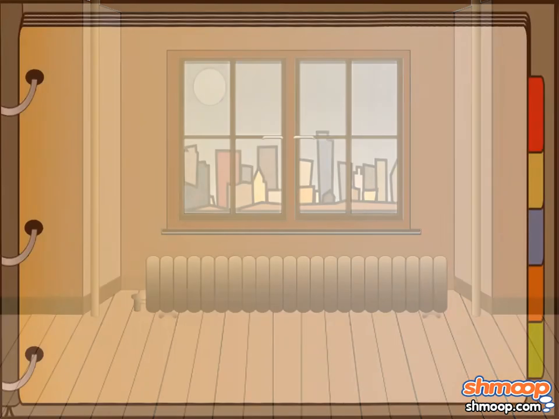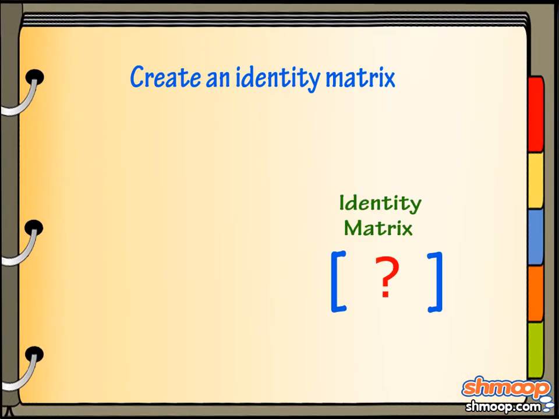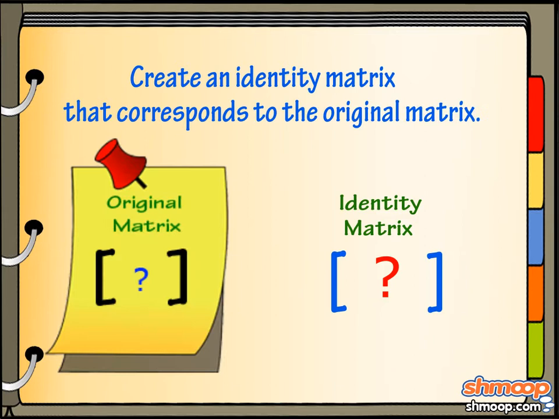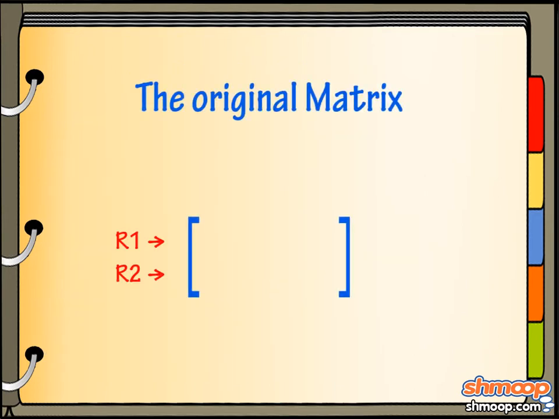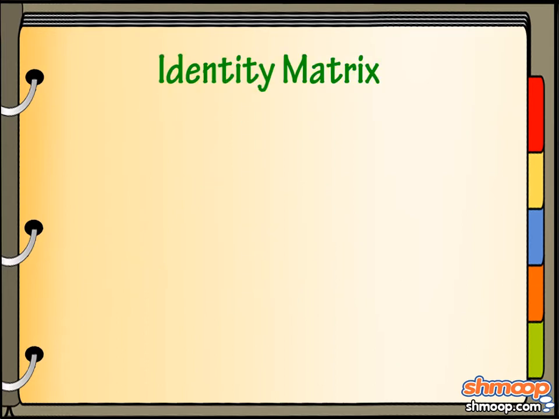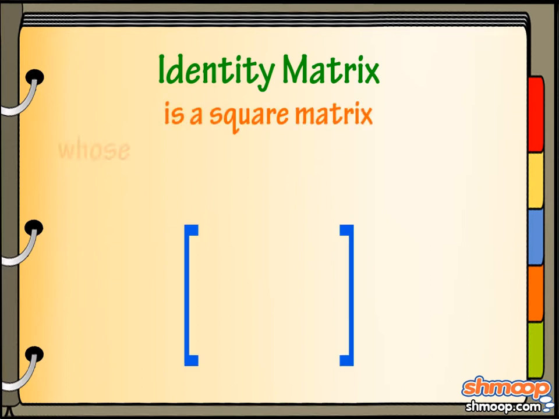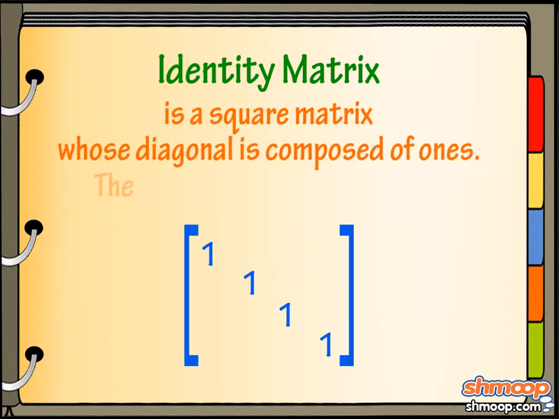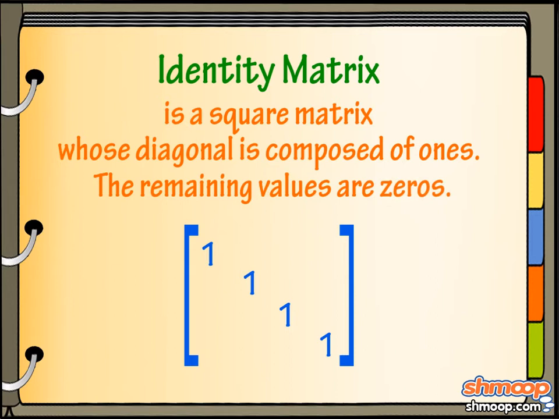To learn his identity, Jason must create an identity matrix that corresponds to the matrix in his briefcase and multiply them together. The original matrix is 2 rows by 3 columns with values 2, 9, 34, minus 90, 32, and 1. An identity matrix is a square matrix whose diagonal is composed of 1s. The remaining values of the matrix are zeros.